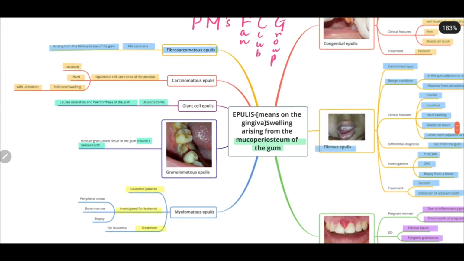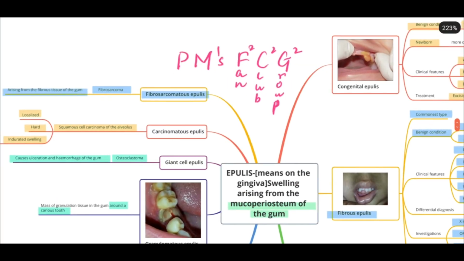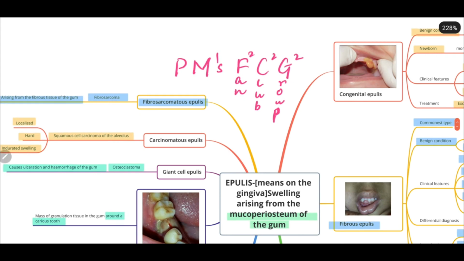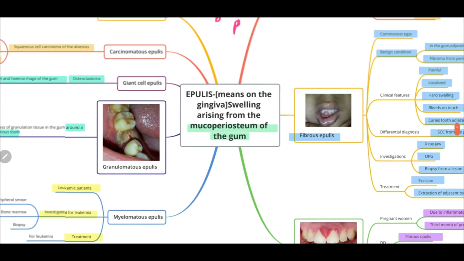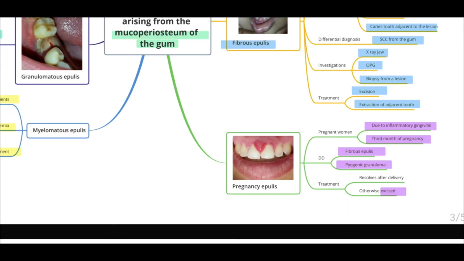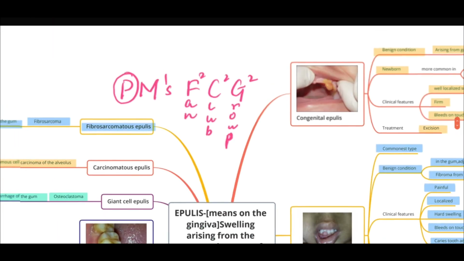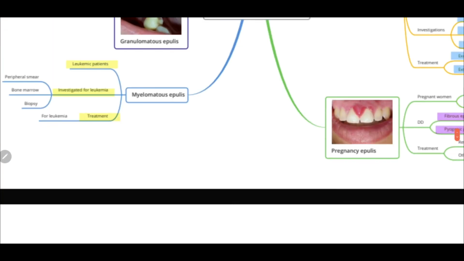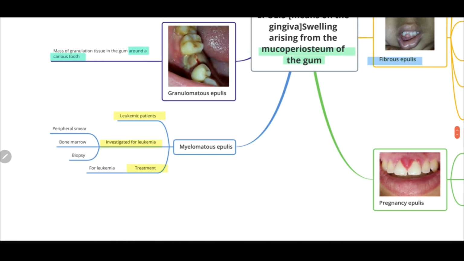So, let's look at our mnemonic again and try to recall what each one of them means. First is P. P is pregnancy epulis. In pregnancy epulis, we spoke about how it is due to inflammatory gingivitis and it happens during the 3rd month of pregnancy and it resolves after delivery. Then M. M is myelomatic epulis, the one that is arising in leukemic patients where you investigate and treat for leukemia.